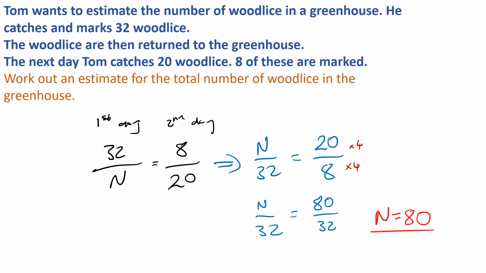Okay, before we accept that as our answer, let's just check. Is 80 a reasonable number of woodlice to be in this greenhouse? Well, he caught 32. It definitely needs to be bigger than that. It's not going to be astronomically large. n equals 80 seems fine. Okay, so that's capture recapture.